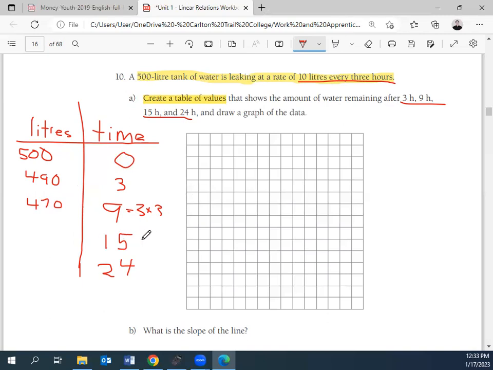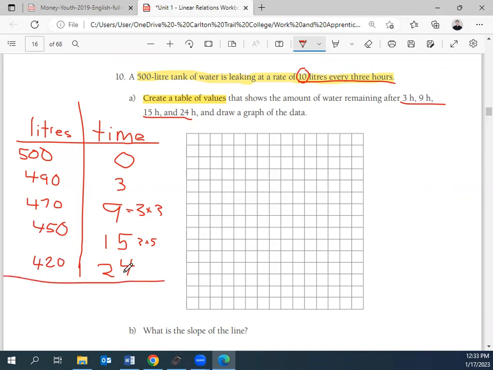After 15 hours, again, that's just 3 times 5 there, right? So it's 5 tens. I've lost 50 liters, so I'm at 450. And then eventually I go down to 420. Cool. So I've created my table of values.